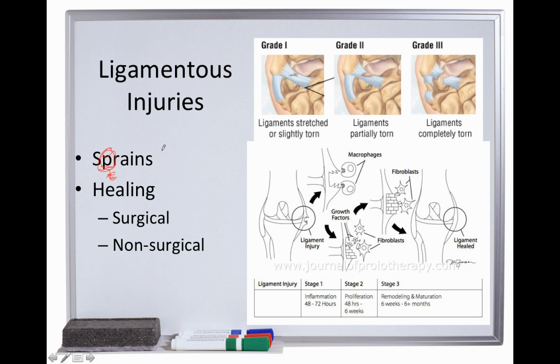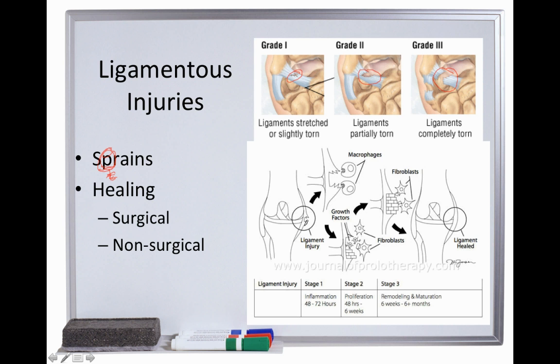All right. They are graded on a scale of 1 to 3, with 1 being some separation or stretch of the fibers. Grade 2 is your partial tear, and grade 3 is your total ligamentous rupture. So the ends are not touching each other anymore.